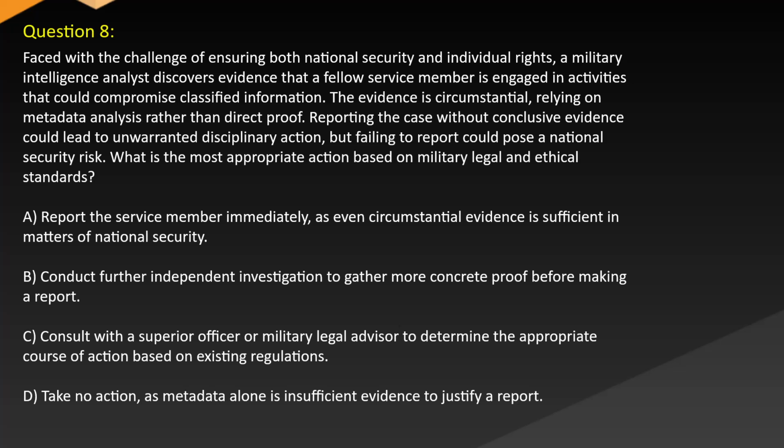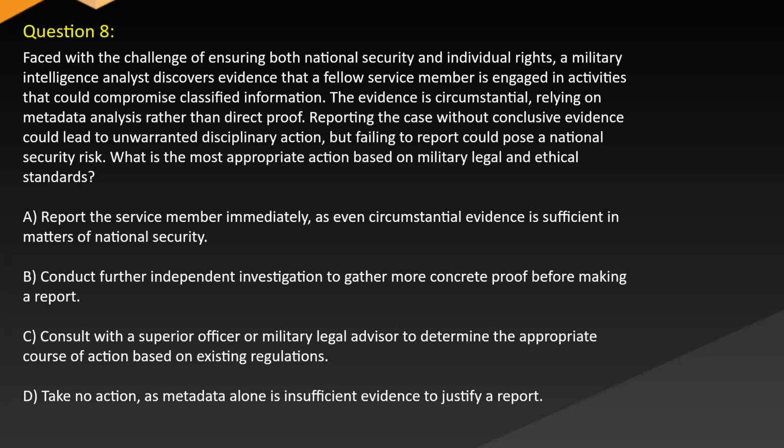Question 8. Faced with the challenge of ensuring both national security and individual rights, a military intelligence analyst discovers evidence that a fellow service member is engaged in activities that could compromise classified information. Yet the evidence is circumstantial, relying on metadata analysis rather than direct proof. Reporting the case without conclusive evidence could lead to unwarranted disciplinary action, but failing to report could pose a national security risk. What is the most appropriate action based on military legal and ethical standards?